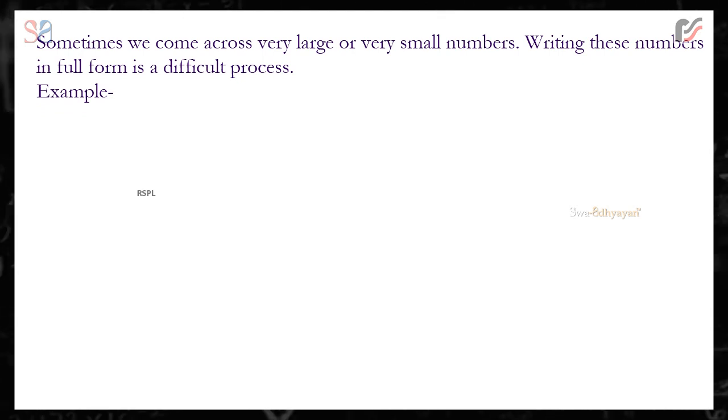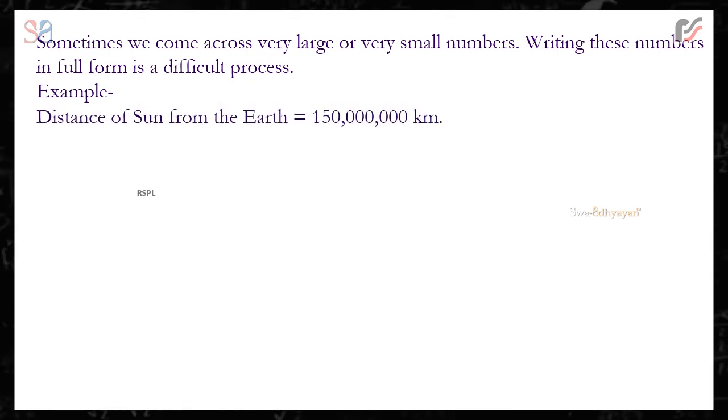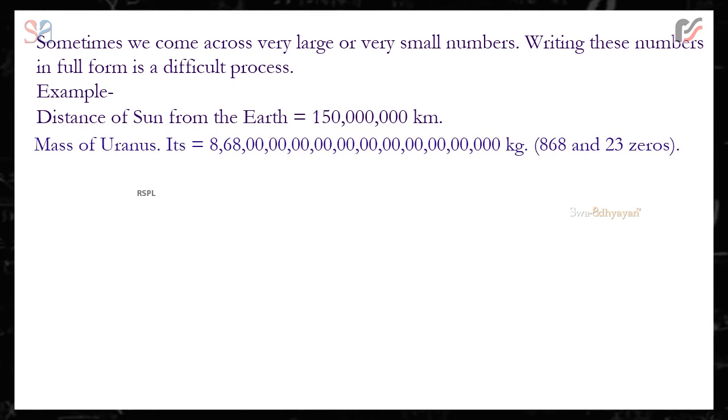Sometimes we come across very large or very small numbers. Writing these numbers in full form is a difficult process. Example, the distance of the Sun from the Earth is equal to 15 crore kilometers. Mass of Uranus is 868 multiplied by 10 raised to the power 23 kg.